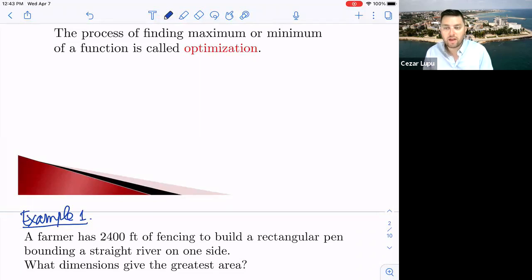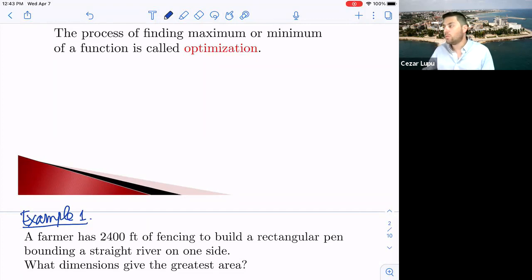So let's read the first example. A farmer has 2,400 feet of fencing to build a rectangular, and that's very important information, rectangular pen bounding a straight river on one side. Well, it's a natural question to ask, what dimensions give the greatest area? So he'll try to maximize the area.